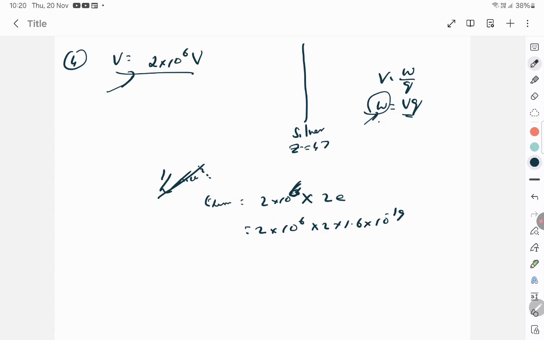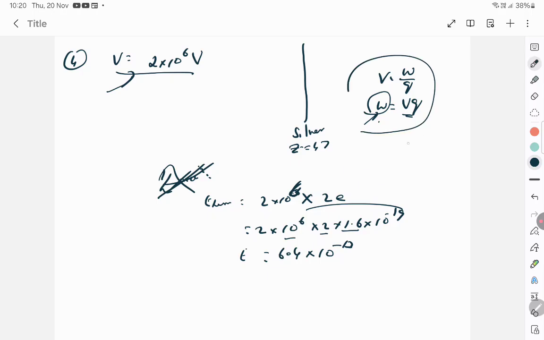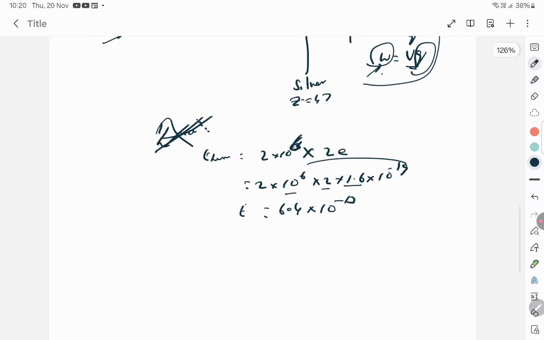How many 10^6 do I have? One 10^6 and one 10^-19. Correct? So the answer, multiplied out, is 3.2, then 6.4 × 10^-13. That's the energy with which it's going to hit the foil. So there's no need to use half mv squared. When the potential is known, the energy is V into Q, and Q is the charge of the incident alpha particle, which is 2e. Are you clear? So we've got the energy in joules.